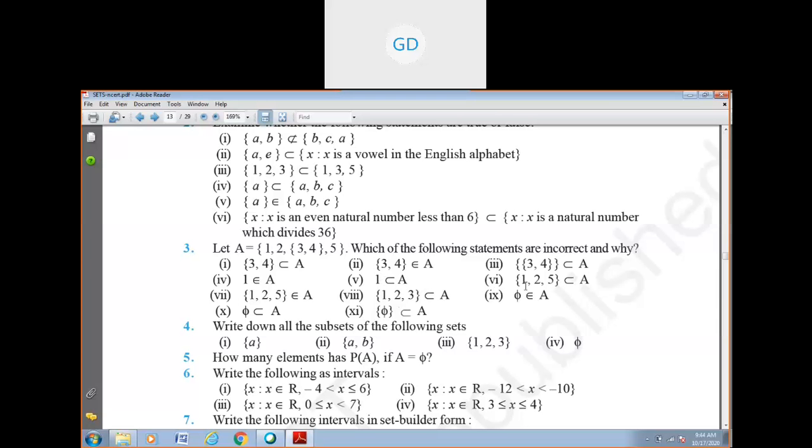Similarly, 6. {1, 2, 5} within second bracket: 1 lies in A, 2 lies in A, and 5 itself lies in A. So all the elements belong to set A. So very clearly we can say it is a subset of A. And the next one, {1, 2, 5}: all the elements belong to the set A, and within second bracket, so it is obviously a subset, because all the elements of the set belong to the set A. So it belongs-to sign, epsilon, is given here, so it's false.